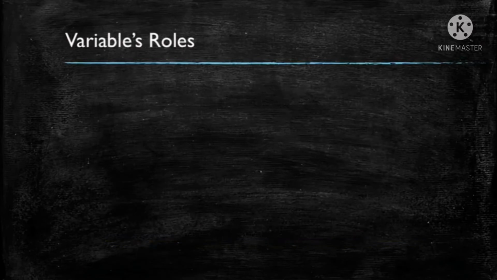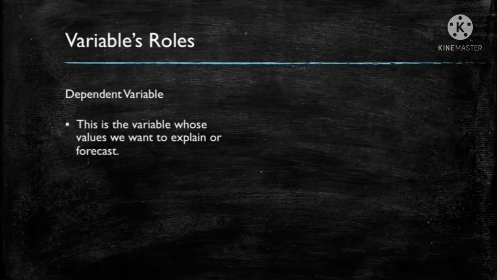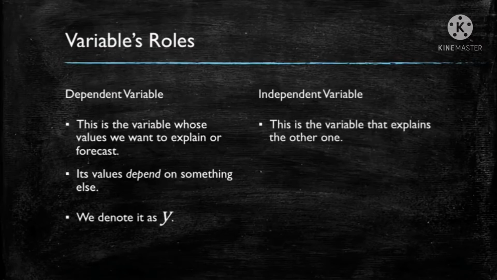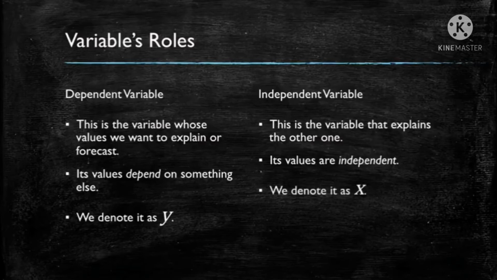In general, we're going to be talking about two different roles that variables play in regression models. The first one is the dependent variable. This is the variable whose values we want to explain or forecast. We call it the dependent variable because its values depend on something else, and we will be denoting it as y. The other role is that of the independent variable, and this is the variable that explains the other one, and we say that its values are independent, hence its name. We will denote this variable as x.